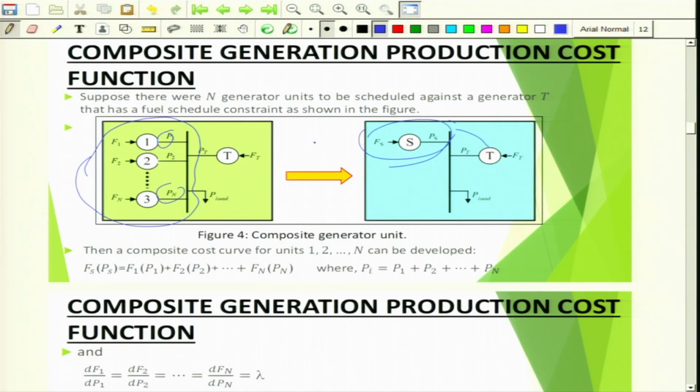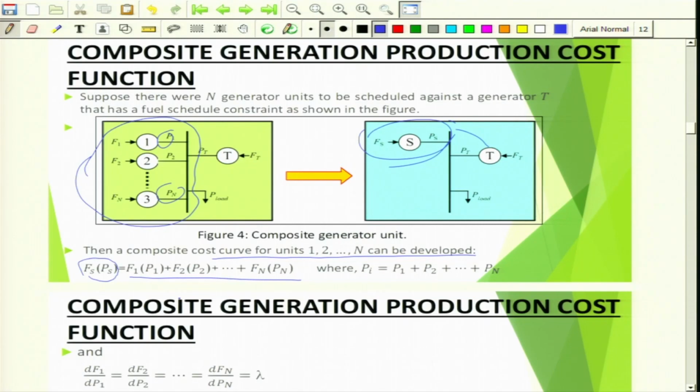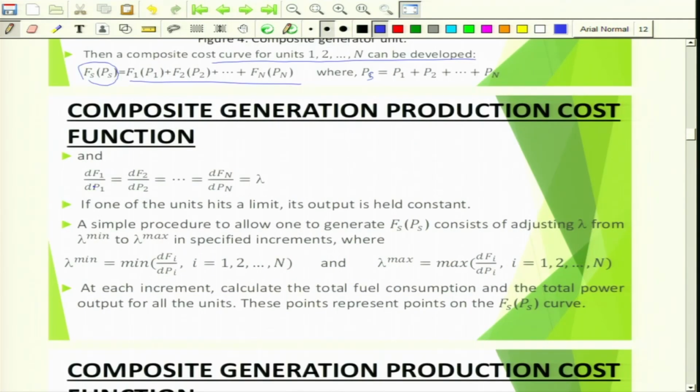That is a basic problem. Now, a composite cost curve for units 1 to n can be developed. Let us say Fs is the fuel characteristic of that composite overall characteristic curve, and that is the summation of the fuel characteristics of the individual generators. The total power generation Ps is equal to the total generation P1 to Pn, right. Now, the incremental fuel cost should be equal to lambda, right. It is the same. If one of the units hits a limit, its output is held constant, right.